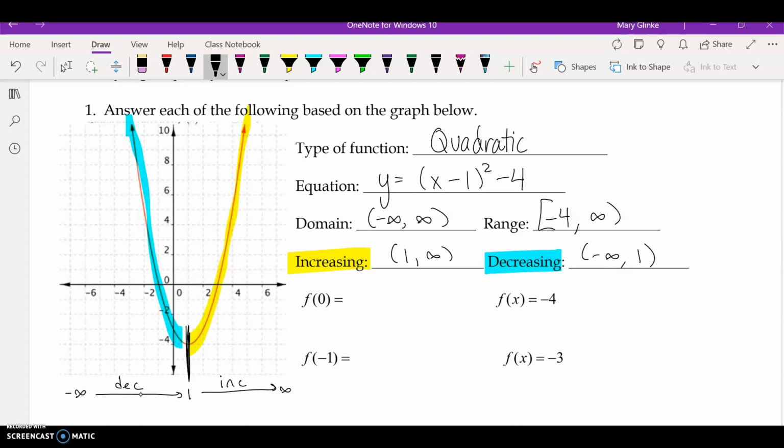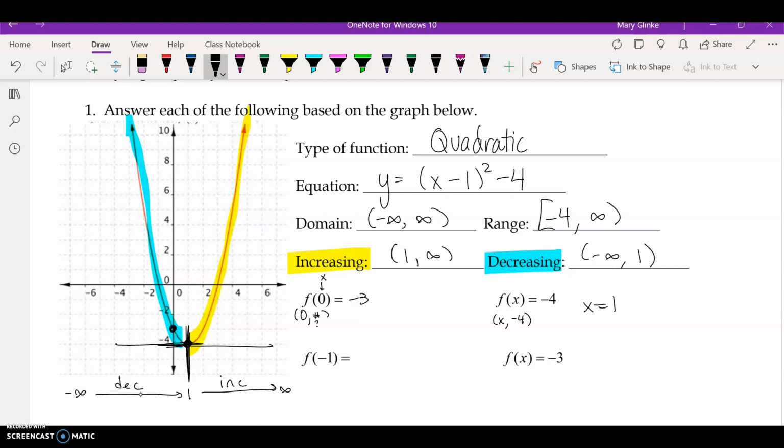Increasing and decreasing should always have parentheses. F of 0 is saying when x is 0, what is y? So it's saying 0 comma something, what is this? So your point down here is at 0 comma -3. My y value is -3. Whereas this next one is saying, I don't know what x is, but I know my y value is -4. So it's something comma -4. So we're going to look for which point has a y value down here of -4. And that happens when x is 1.